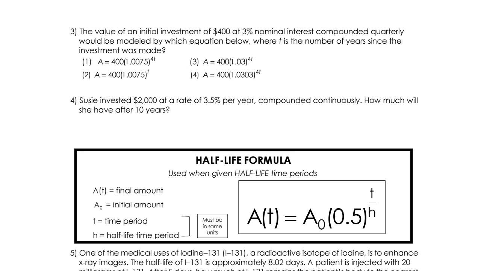All right, guys, we're on the back side of day 10 notes. We're on number 3, and it says that the value of an initial investment of $400 at 3% nominal interest, compounded quarterly, would be modeled by which equation below, where t is the number of years since the investment was made.